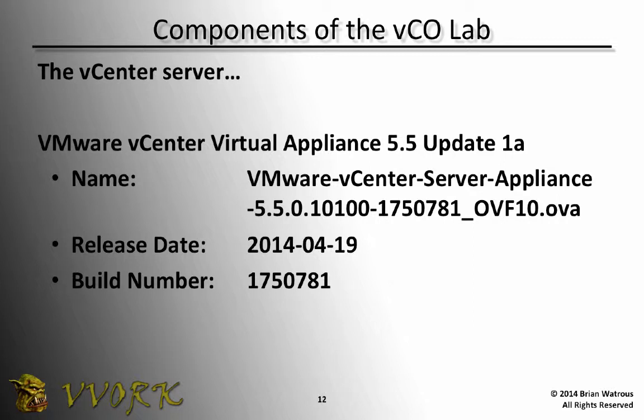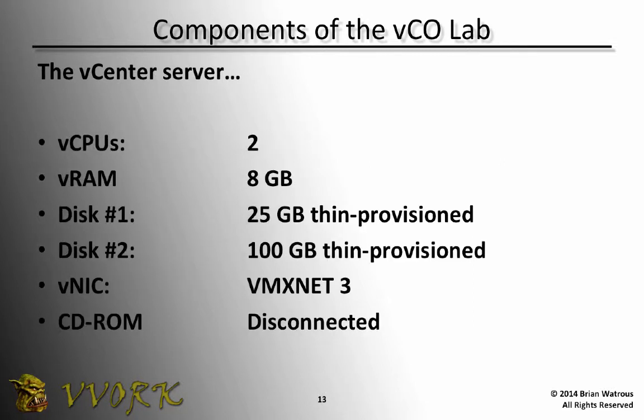The vCenter VM that we will be installing is based on the VMware vCenter Virtual Appliance, specifically 5.5 Update 1A. Unlike the installation media for the hypervisor, which was an ISO, in the case of the vCenter Server Virtual Appliance, that's a .ova file. You can see the name of the OVA file that we'll be using listed on the screen. Now, the vCenter Server Virtual Appliance that we're going to deploy by default is going to be configured with 2 virtual CPUs and 8 gigabytes of virtual memory.